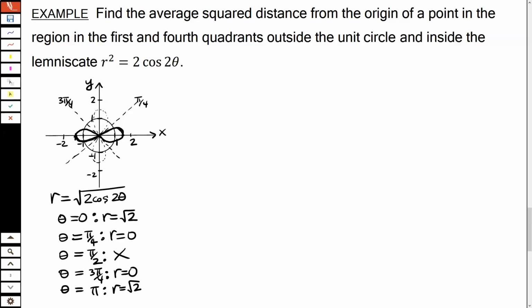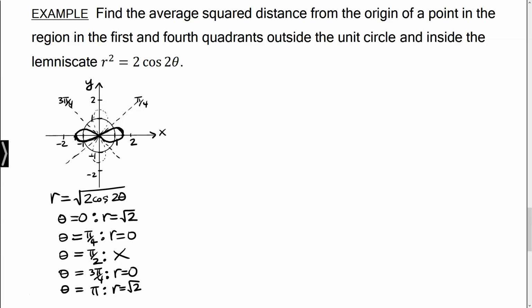Now, what's the region then? Well, it says in the first and the fourth quadrants outside the unit circle and inside this lemniscate. So that's got to be this little region right here.